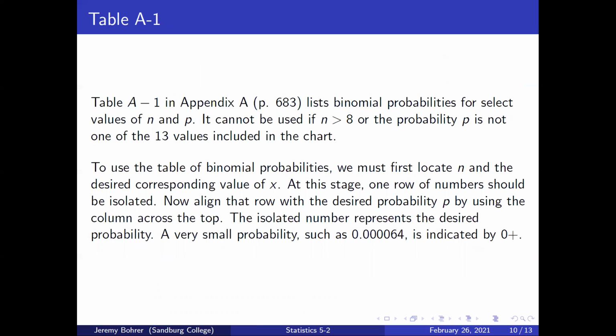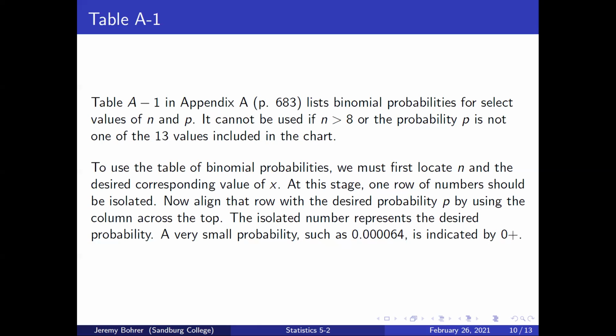Table A1 in Appendix A, page 683, lists binomial probabilities for select values of n and p. It cannot be used if n is greater than 8 or the probability p is not one of the 13 values included in the chart. To use the table of binomial probabilities, we must first locate n and the desired corresponding value of x. At this stage, one row of numbers should be isolated. Now align that row with the desired probability p by using the column across the top. The isolated number represents the desired probability.